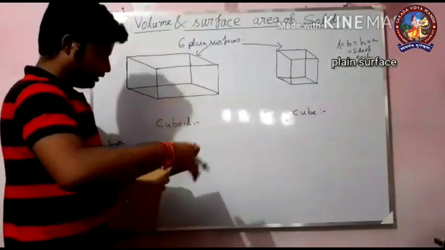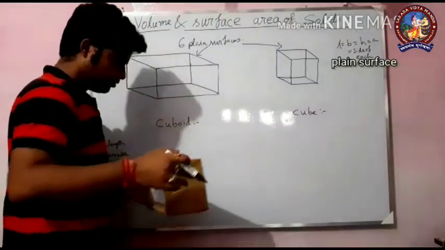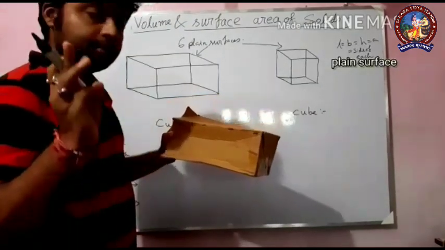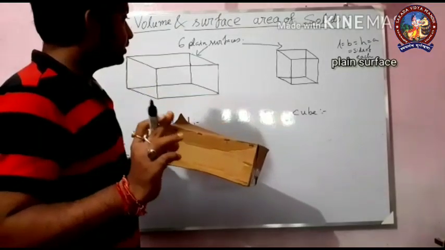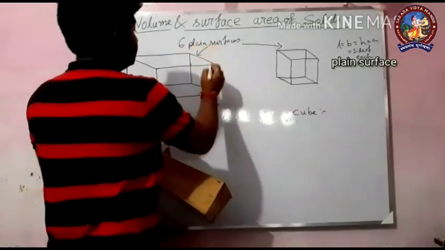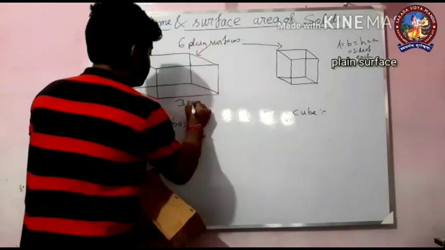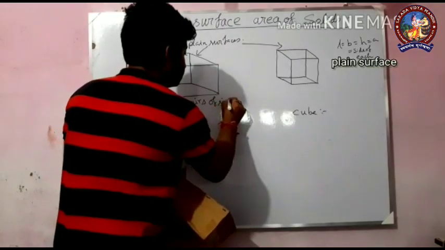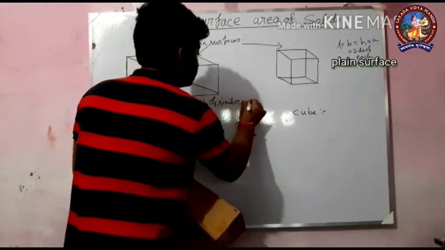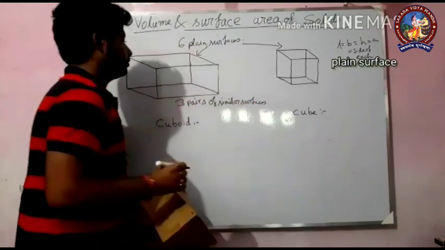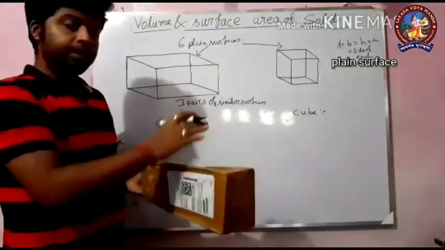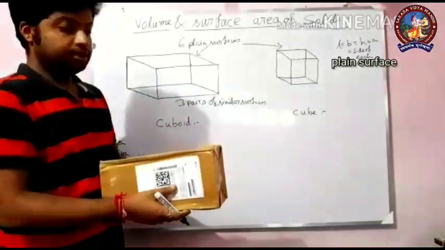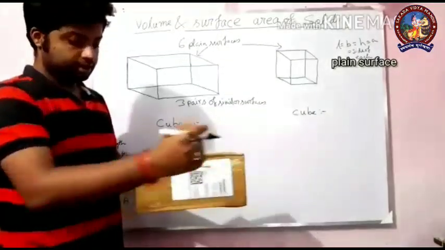And in the case of the cuboid, see, there are exactly 3 pairs of similar surfaces among the 6 plane surfaces. The first pair is the front one and back one. The second pair is the top one and the bottom one. And the third pair is the left hand surface and the right hand surface.